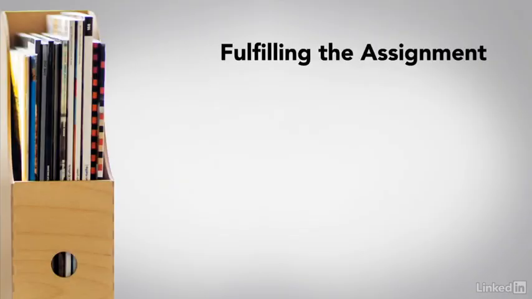First, revisit the contract or assignment letter. Did you fulfill all its requirements? Is your article the right length? Generally speaking, your word count should be between 90 and 120% of the target. More is not necessarily better.